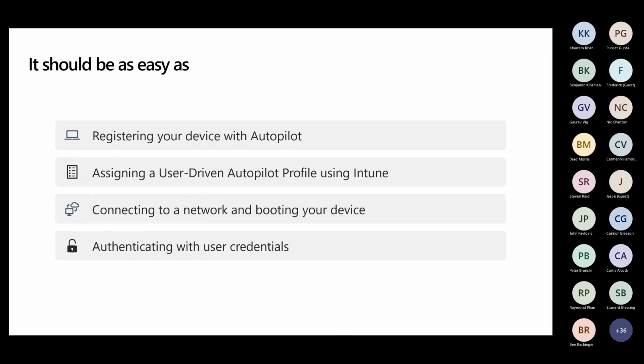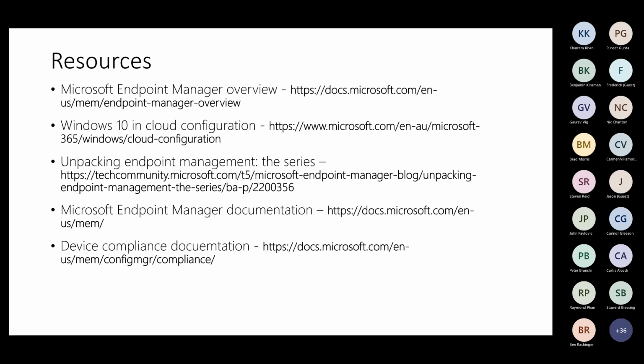And the process and the steps are, I register the device with Autopilot, I assign a profile to that device that is now registered. That device then connects to a network, the internet, and authenticates as a user, and then it is deployed from that point forward. So it's really that straightforward.